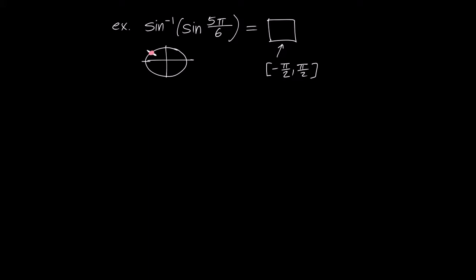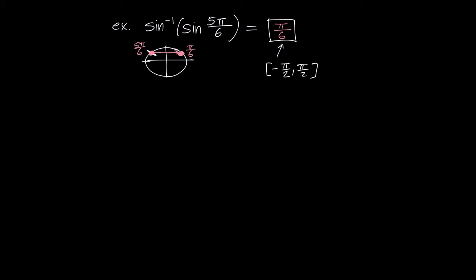The easiest way to do that is to just simply go across horizontally to this point, because these two pink points have the same y value. And you know that that's what sine is. Sine gives us the y value. So if this is 5 pi over 6, then this must be pi over 6, and the answer here is pi over 6.